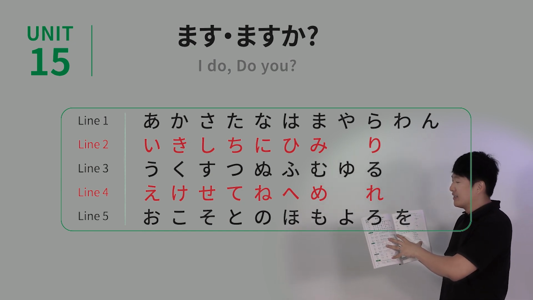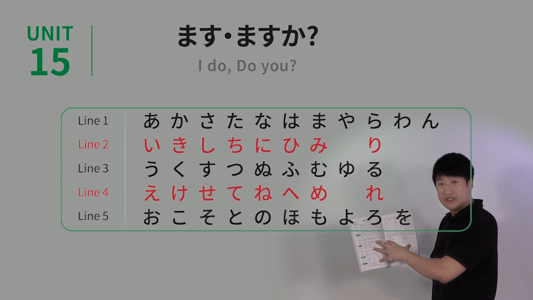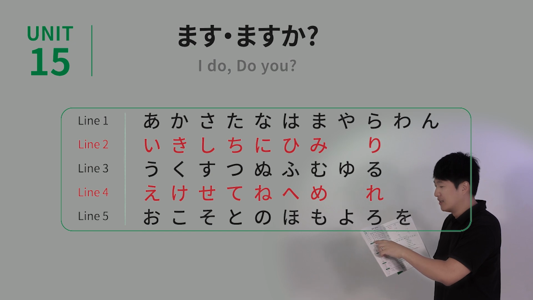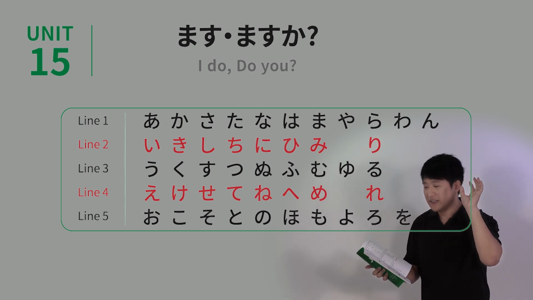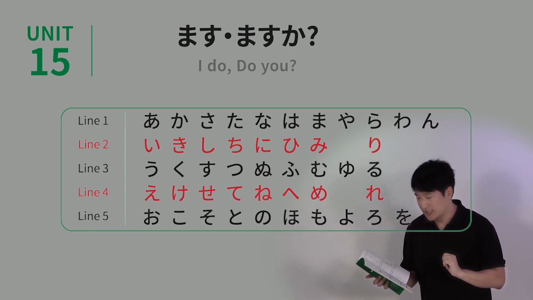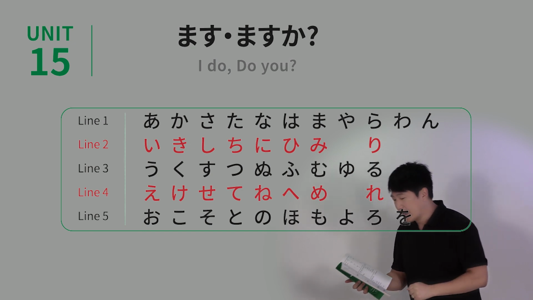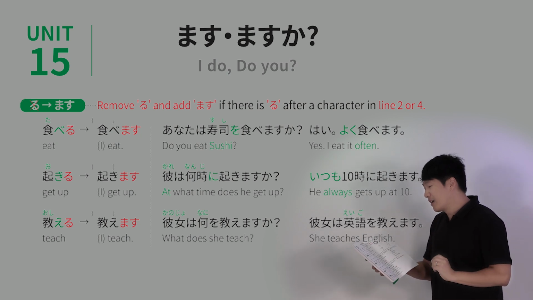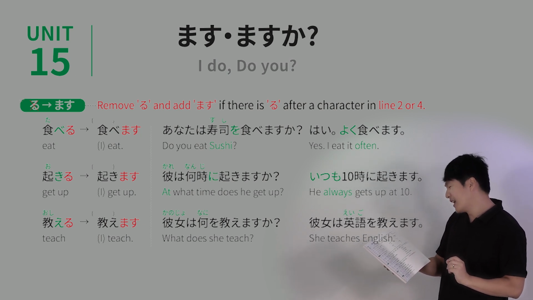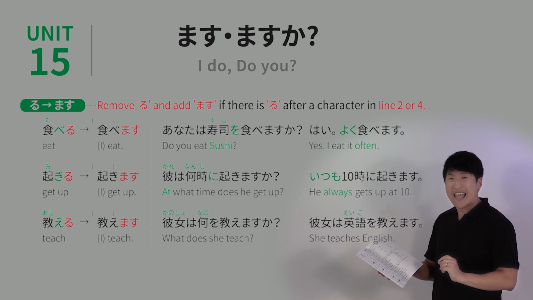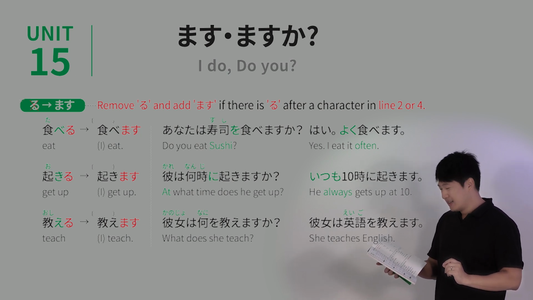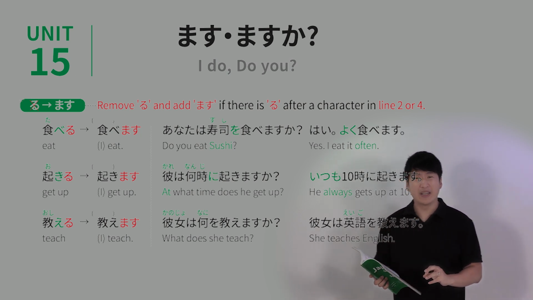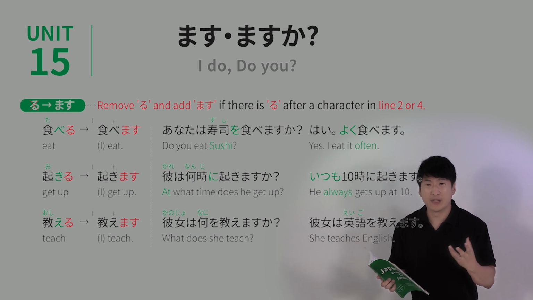Okay, here you see あいうえおかきくけこ, this hiragana, right? In this box, there are red things here. So that's the fun part. Line number 1, 2, 3, 4, 5. Try to understand this. Please focus. All right. In the explanation, it says remove る and add ます if there is a る after a character in line 2 or 4. What does that mean? Jesus. While I was writing this book, I thought, no, this is not what I want to say. I wanted to explain like this.